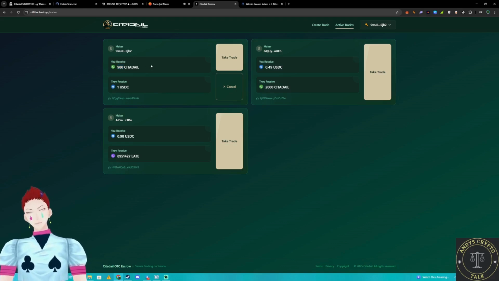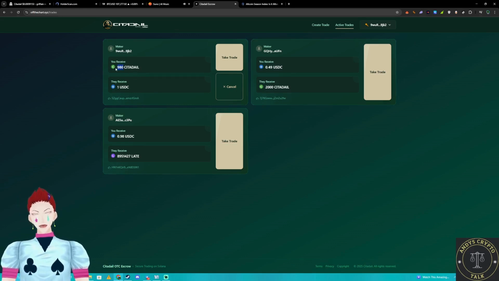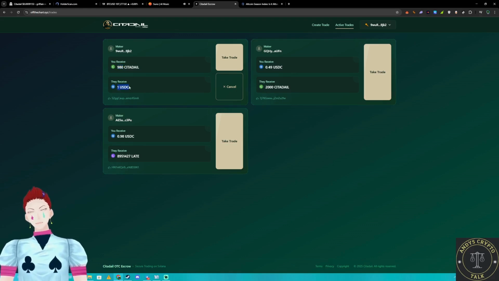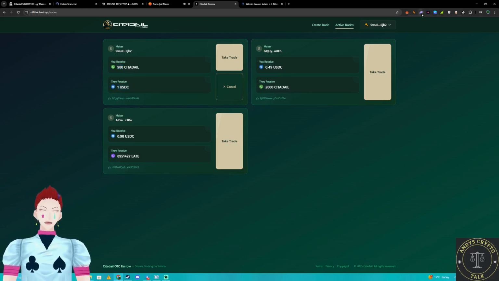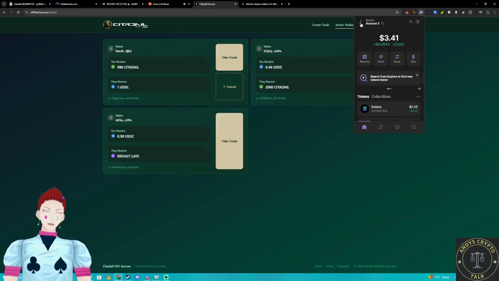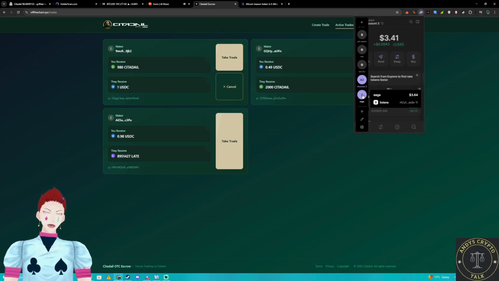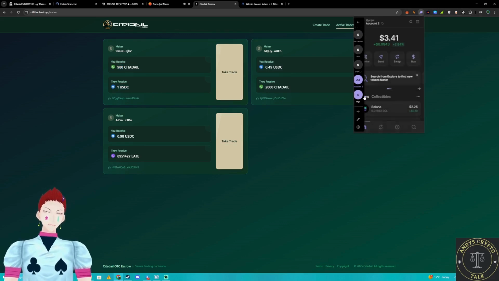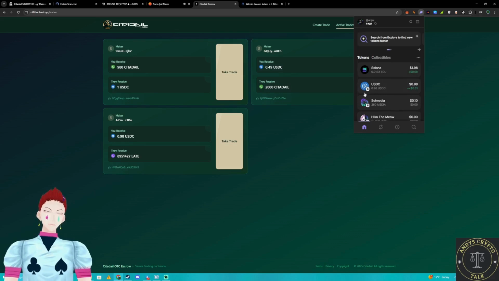So I'm receiving 1,980 Citadel for $1 USDC. What I'm going to do is quickly switch accounts here. I think this was the one I was using. Oh, it looks like it only had 98 cents.